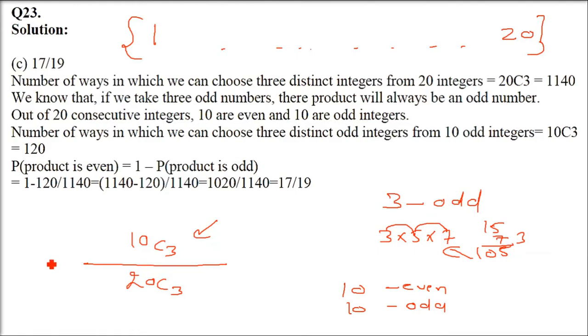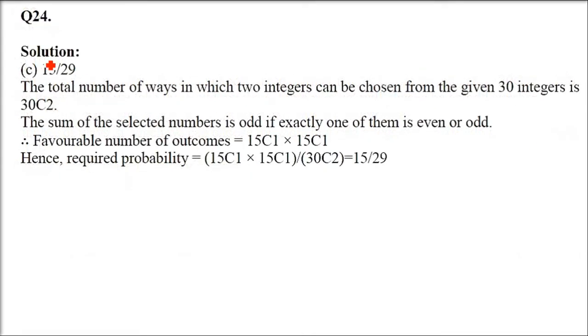So this is 1 minus 10C3 by 20C3, that is going to be 17 by 19, right? So I hope you got the idea. The main key is that the first 20 integers can be any, and if the 3 numbers are odd, they are definitely going to give you an odd number after multiplication. That is the logic we have used here. And with that odd logic, we have computed the even multiplication.